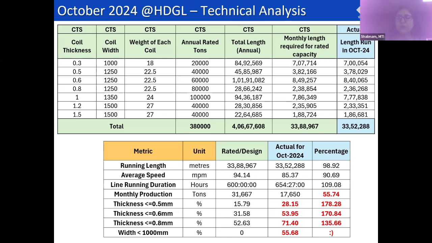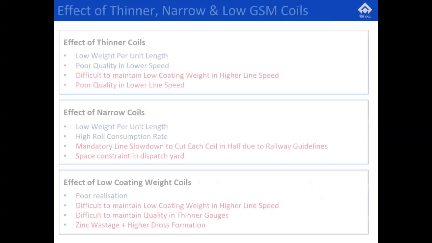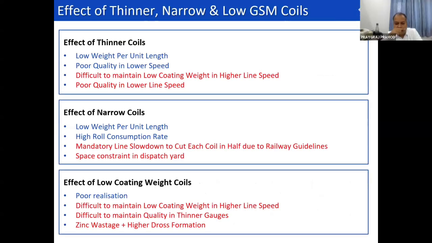There is another question from Prayagraj. Yes, sir, please. Could you please go back to the previous slide? Yes. Here, in the last para, we are saying low coating weight is causing high dross formation, but rather, I'm dealing with two sets of customers.